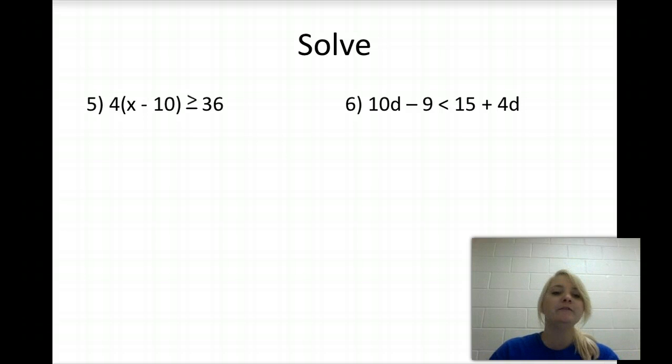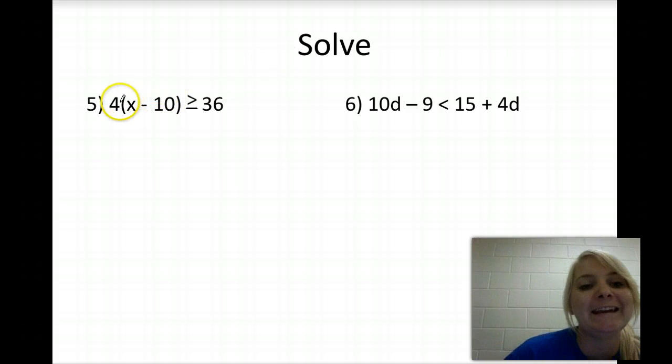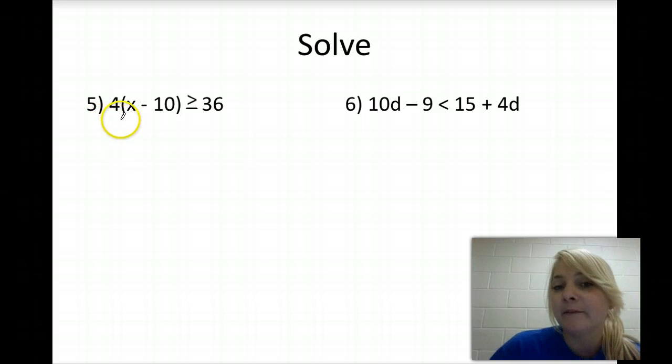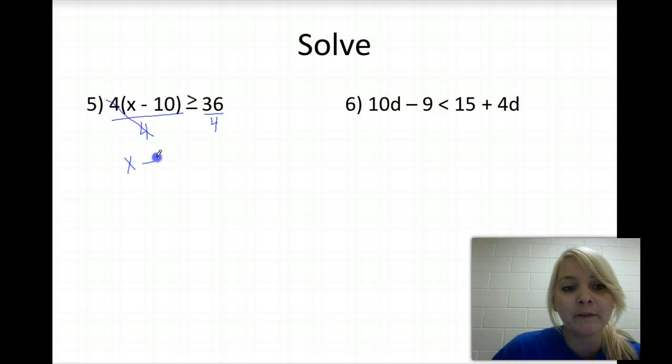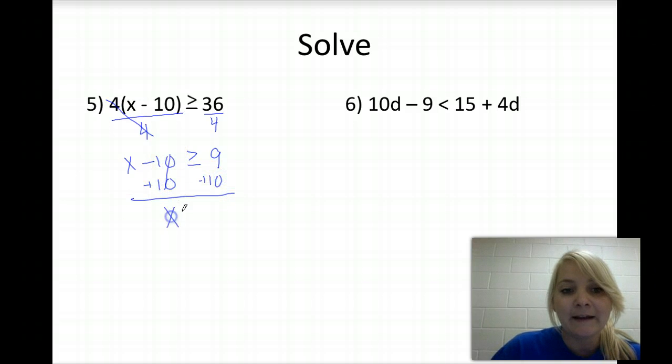So we have a few different approaches we can take here. One approach, you could divide both sides by 4. A second approach, you could distribute the 4. I'm going to go ahead and divide both sides by 4, but keep in mind either way is correct. The 4's divide out, so we're left with x minus 10 is greater than or equal to 4 goes into 36 9 times, and now we're going to add 10 to both sides. So we get x is greater than or equal to 19.